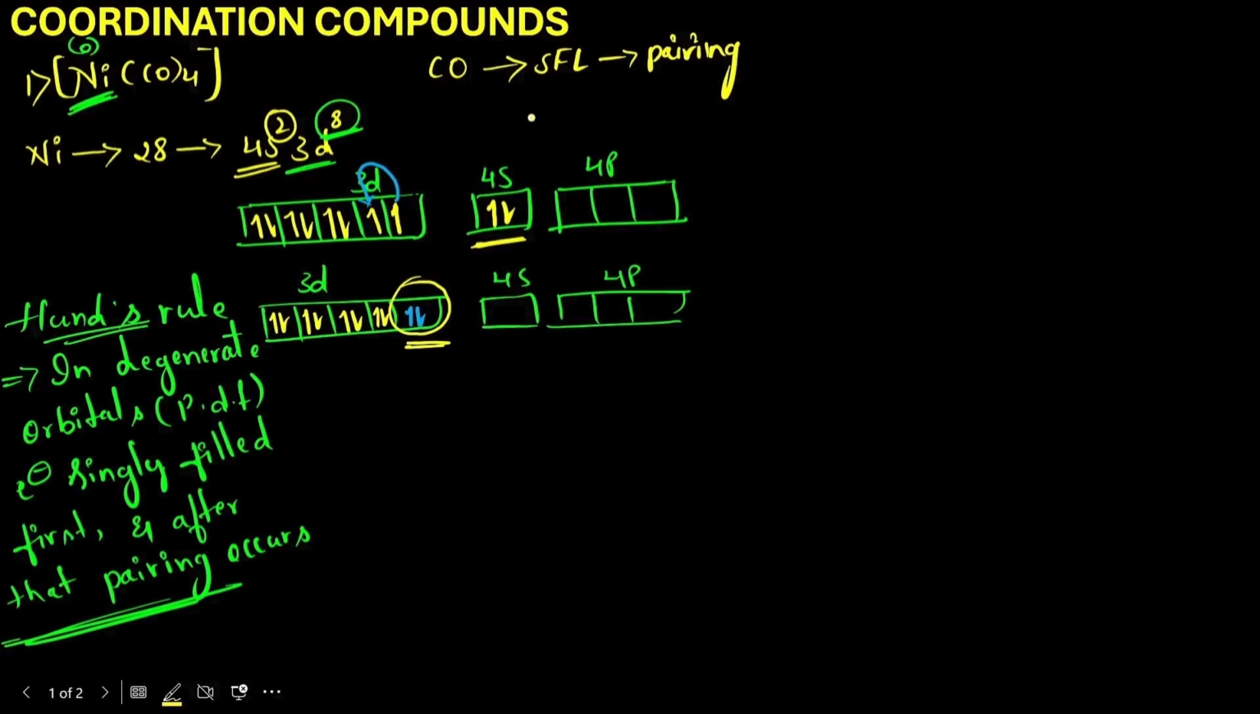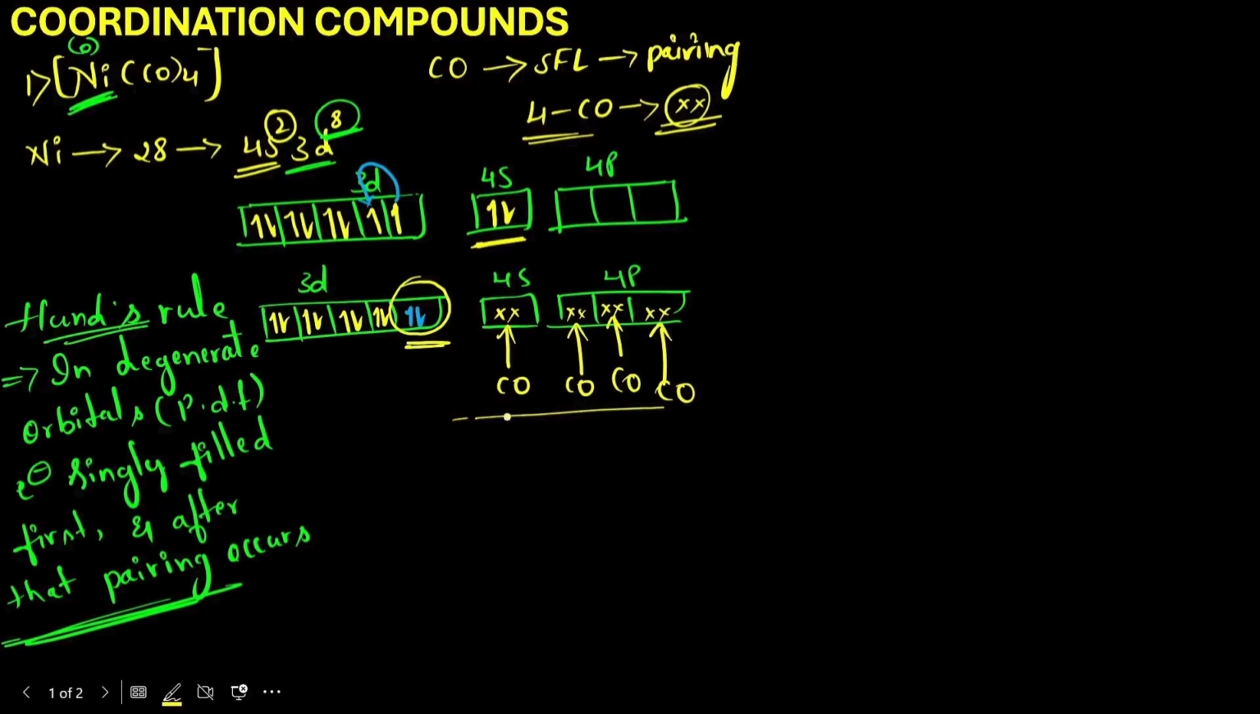How many ligands do we have? We have 4 CO ligands. Each ligand donates a pair of electrons to the metal atom. So here 2 electrons are donated by a CO ligand, here 2 electrons, here 2 electrons by a CO ligand, and here 2 electrons by a CO ligand. The 4 CO ligands are donating 2 electrons each.